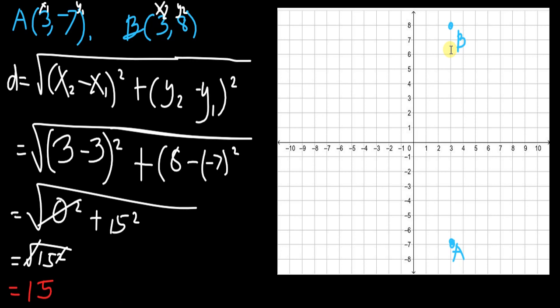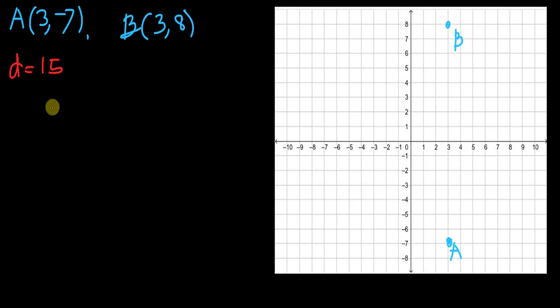Kung titignan natin sa graph, pwede natin itong bilangin. 1, 2, 3, 4, 5, 6, 7, 8, 9, 10, 11, 12, 13, 14, and 15. So, yung distance nila is 15.